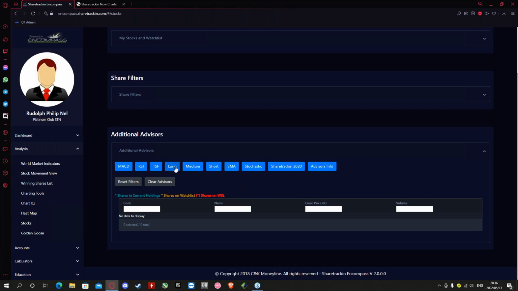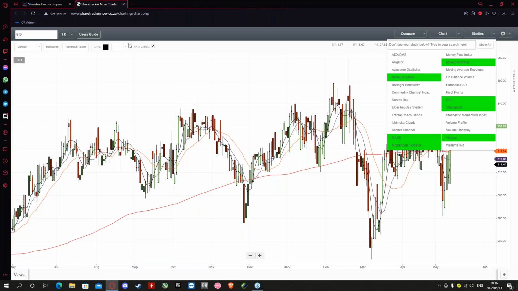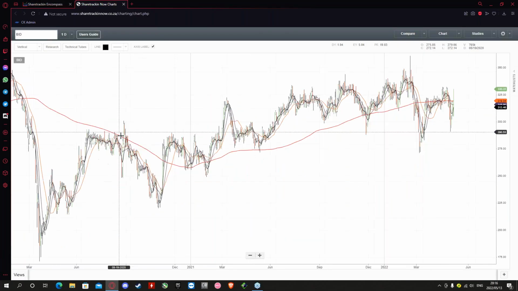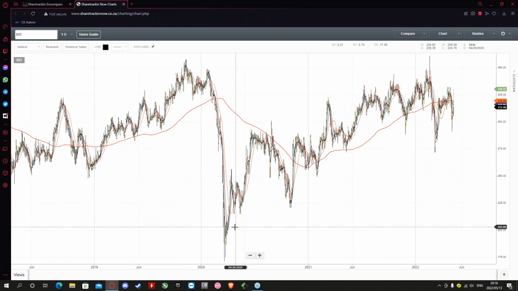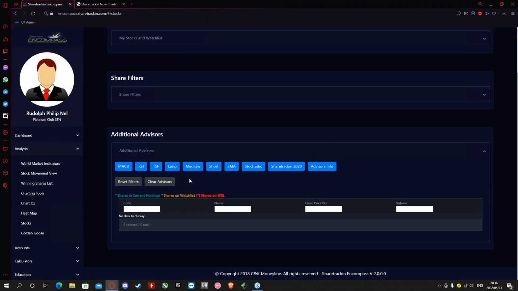Then you've got your long, medium, and short term. So long would give you a share which is more or less always in a bullish trend, right? So for instance, if we look at this trend over here, that's a long. So this would be one of the shares that your list would give you, BID, because it's a long. So if it gives you a buy, then it means that it's part of the long list.